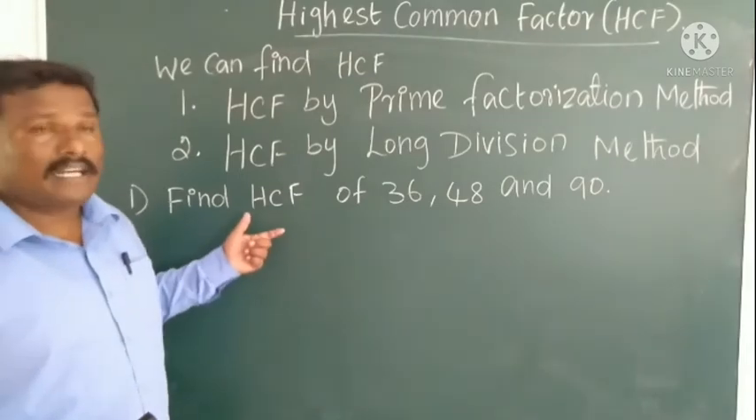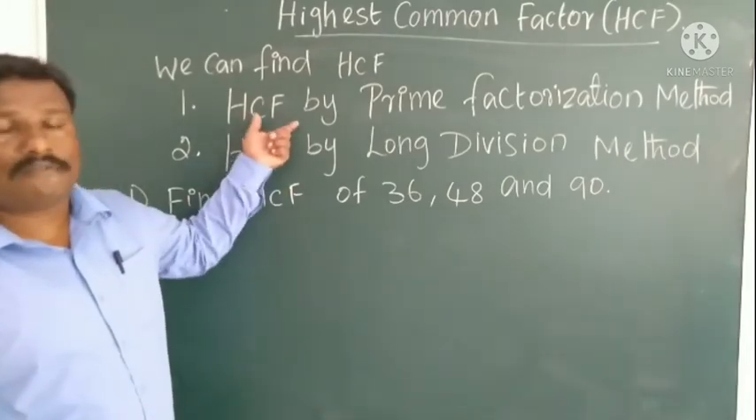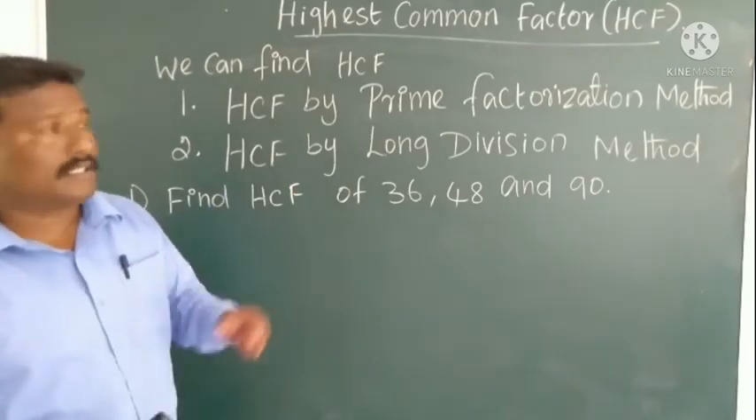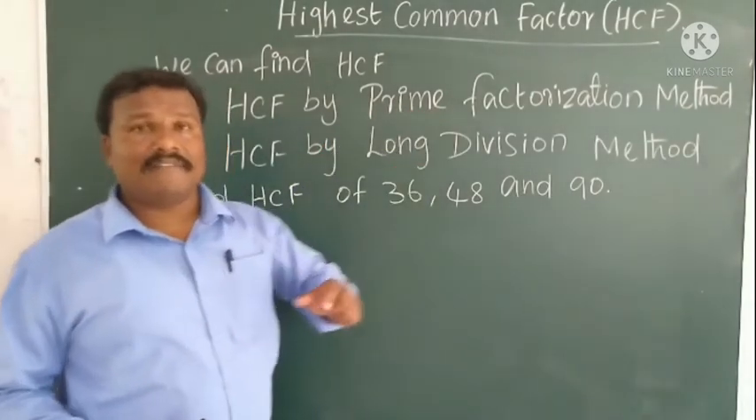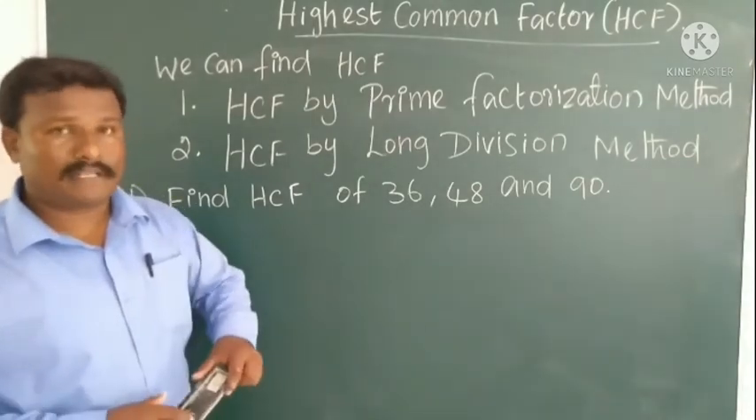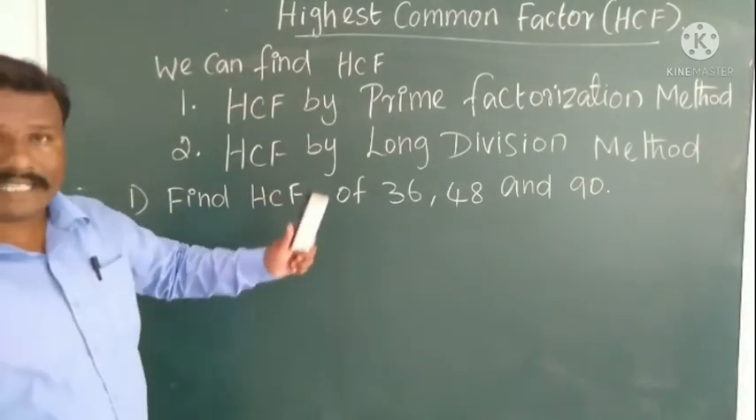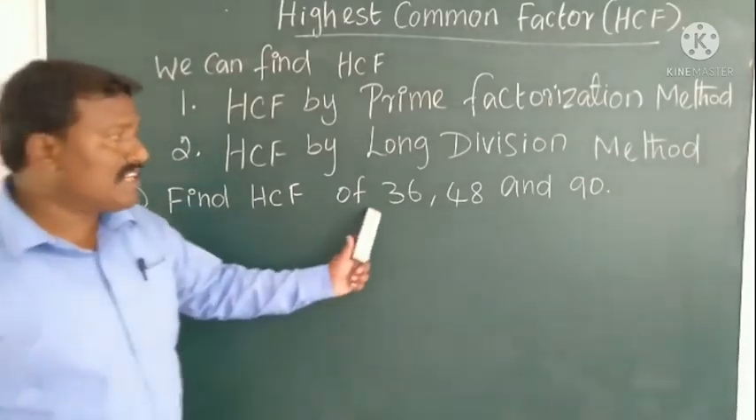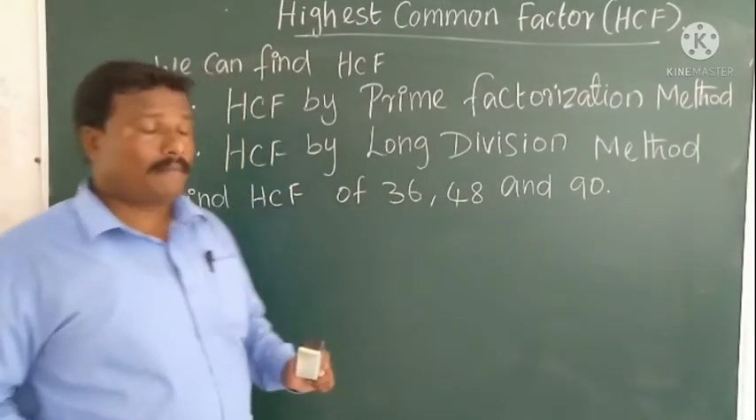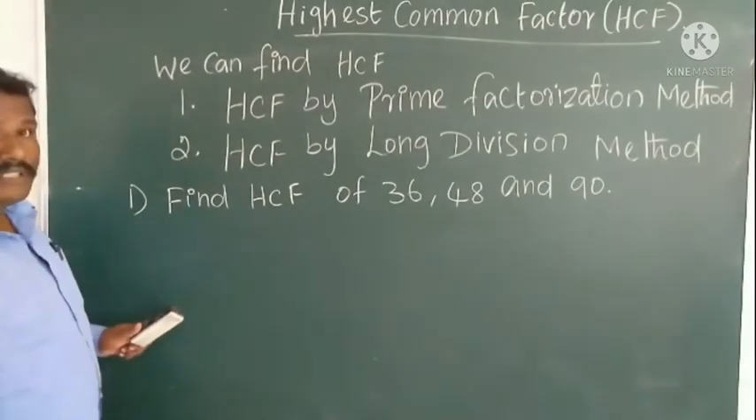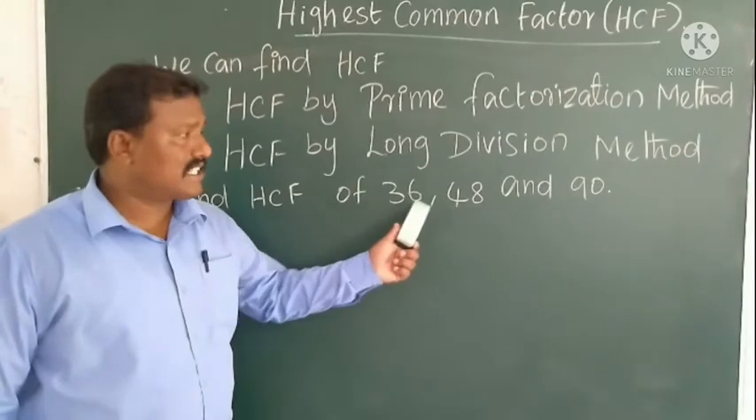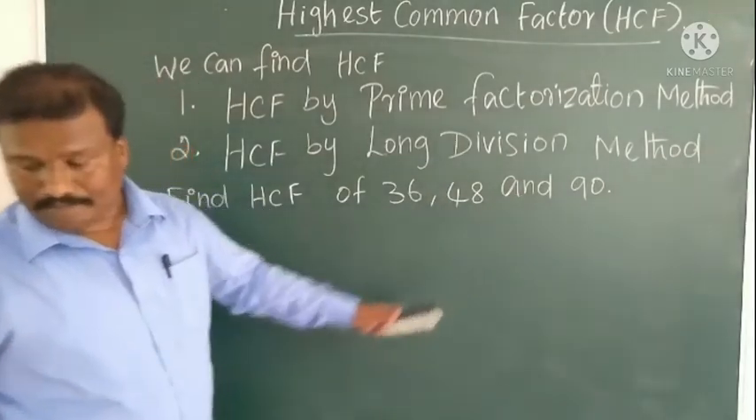Let me explain how to find the highest common factor using prime factorization. Prime factorization means, as we already discussed, the factors should be prime numbers. So we have to find all these numbers with factors as prime numbers. Let me tell you how to find the prime factors. First we have to find for 36, then 48, then 90.